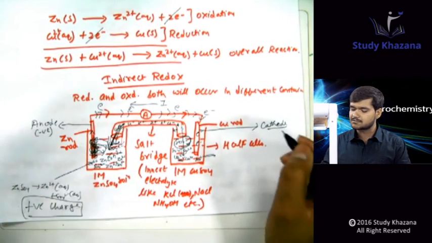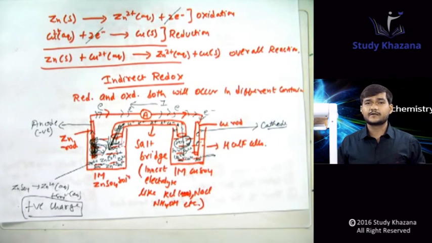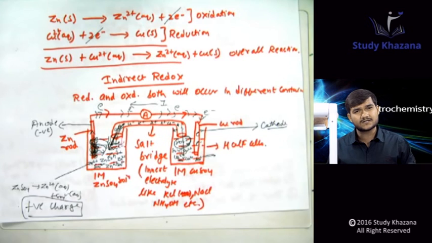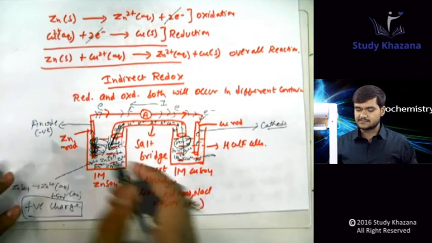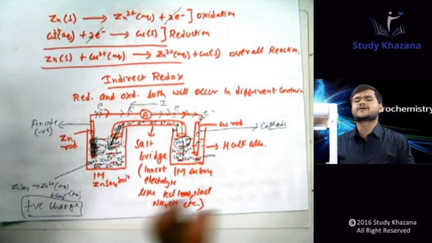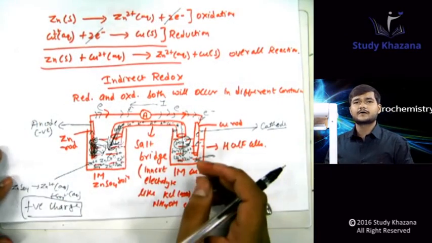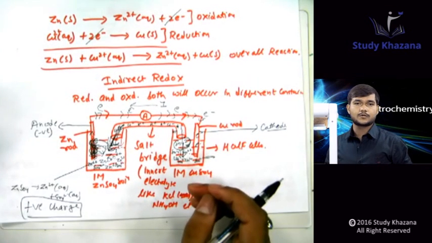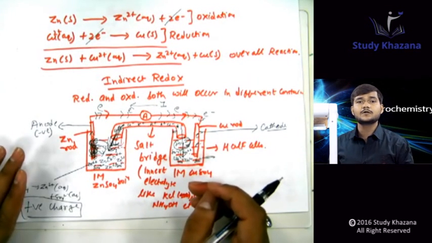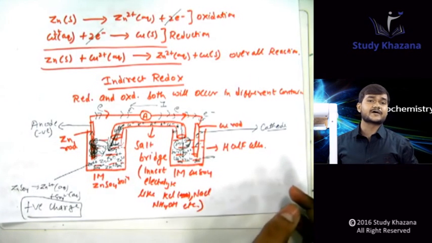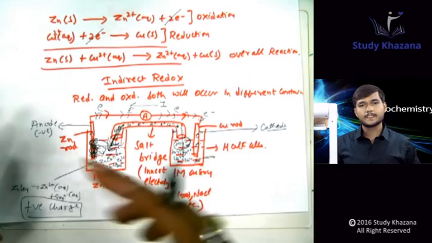You all must be having confusion in this: is anode negative or positive, and what is the sign for cathode, positive or negative? The simple rule is, you always see the oxidation reaction and reduction reaction. The electrode on which oxidation occurs is your anode. Always in any kind of cell, whether it is an electrochemical cell, galvanic cell, Daniell cell, or electrolytic cell, the electrode on which oxidation occurs is always called anode, and the electrode on which reduction occurs is called cathode.